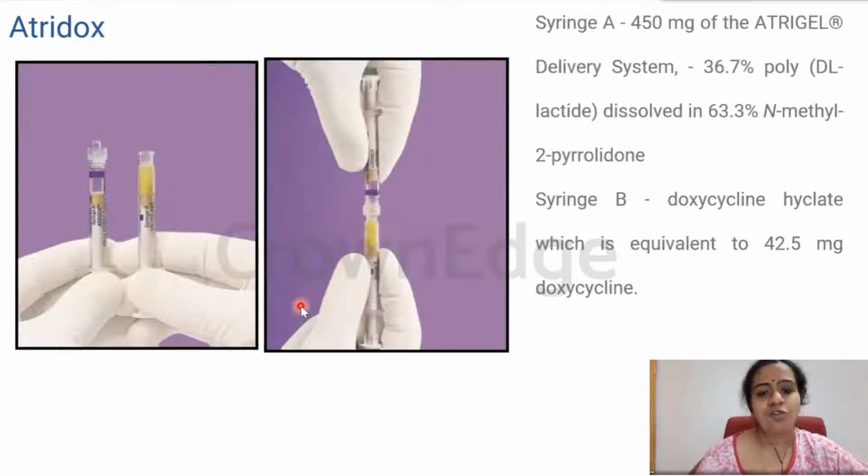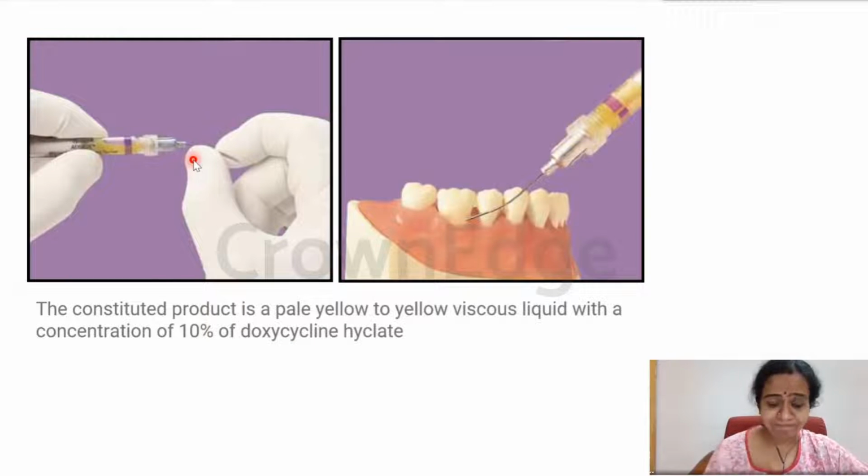Okay, so what happens is, this is the Atridox syringe. You have two syringes. One will be your doxy, that is 42.5 mg, that is our 10% only, contributing about 42.5 mg of the drug, as well as your two polymers, that is the DL lactide and N-methylpyrrolidone. What you do is, you mix the two syringes and attach the nozzle onto it, and once you mix it, it becomes a yellow viscous liquid with the end concentration of 10% doxy, which is then placed into the periodontal pocket.